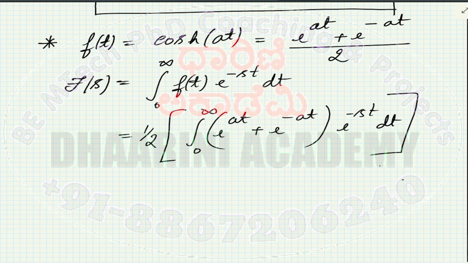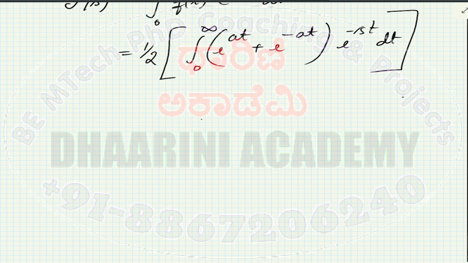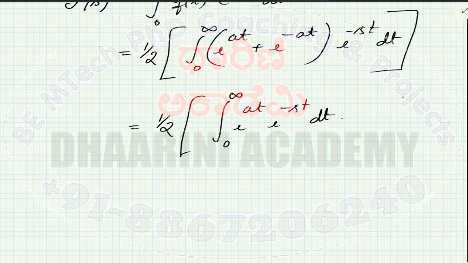So this implies, now this is equal to half of, right? We'll split the integrals 0 to infinity. This is e to the at into e to the minus st dt plus integral 0 to infinity. This is e to the minus at e to the minus st dt.